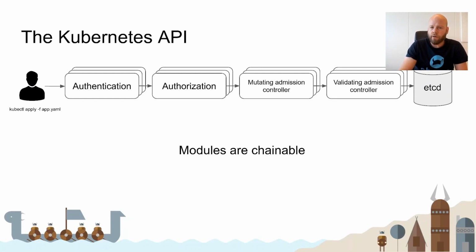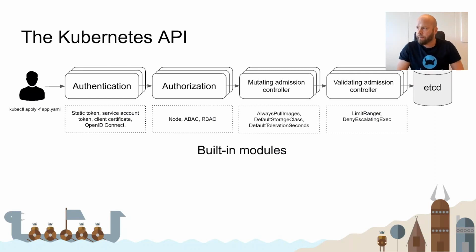So all of these modules are chainable, meaning there can be many authorizers consulted, or many admission controllers. And there's of course a whole bunch of built-in modules that ship with Kubernetes, and I think many or all of you are probably familiar with the RBAC module, for example. For mutating admission controllers, you have things like the always pull images controller, the default storage class, and so on. And some of the built-in validating admission controllers include the limit ranger and deny escalating exec.